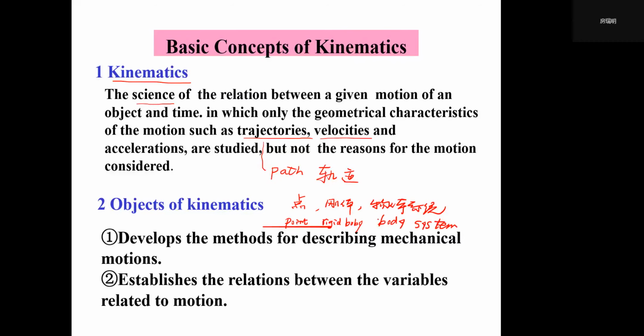Then we'll talk about the movement of a whole body system. That's the logical flow of this whole part. So we'll develop ways of describing mechanical motion starting from the point, and establish the relations between the variables related to motion.